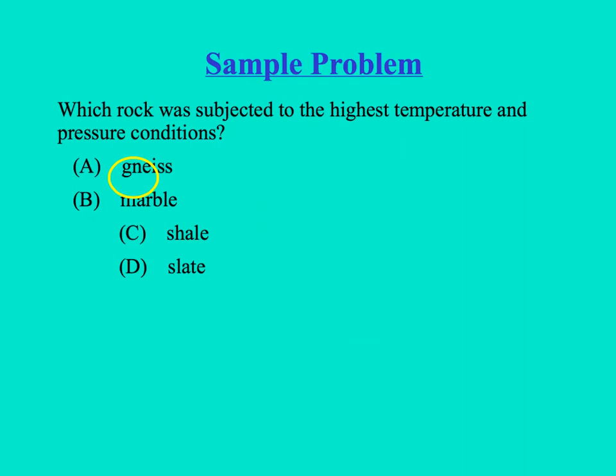Which rock was subjected to the highest temperature and pressure conditions? Well, naturally, you're going to look for your extremely high-grade metamorphic rock, which is gneiss, and gneiss is here, so I'll pick it. Marble's low-grade, slate is low-grade, shale's not even a metamorphic rock.